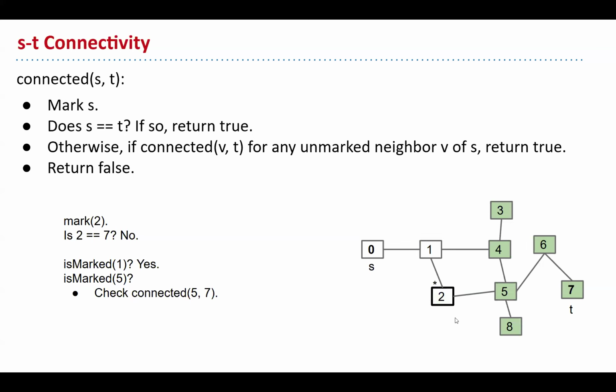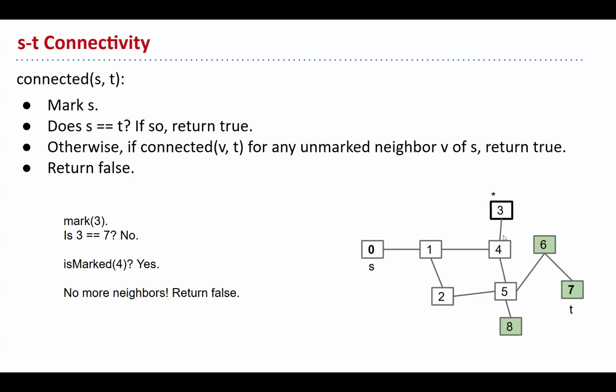5? Yeah. So now we check 5. Is 5 equal to 7? No. What do we look at next? 4. Is 4 equal to 7? No. What do we look at? 3. Is 3 equal to 7? No. What do we look at here?